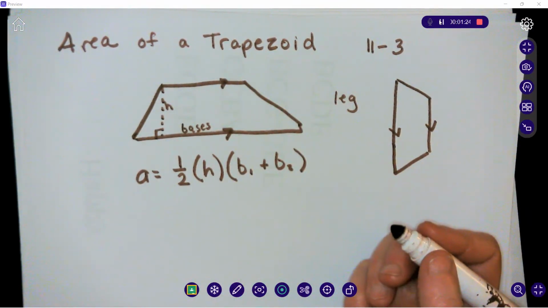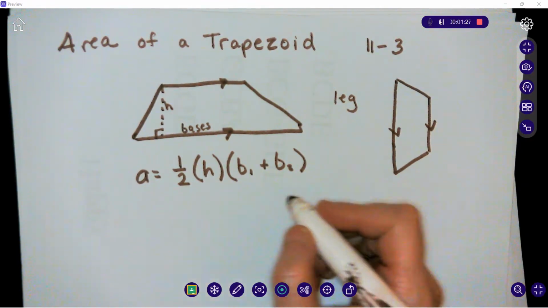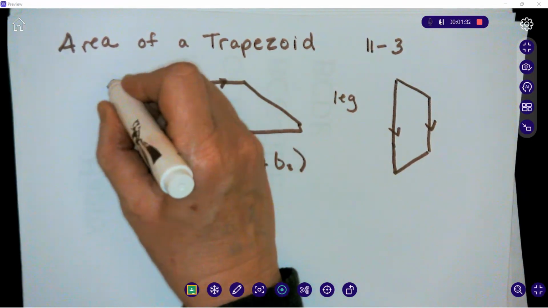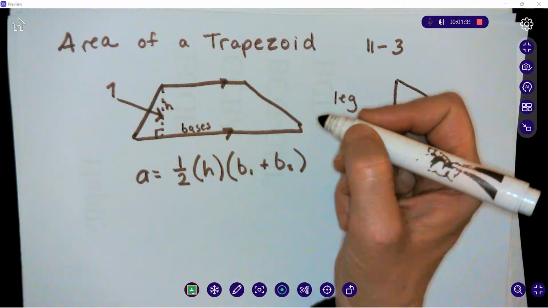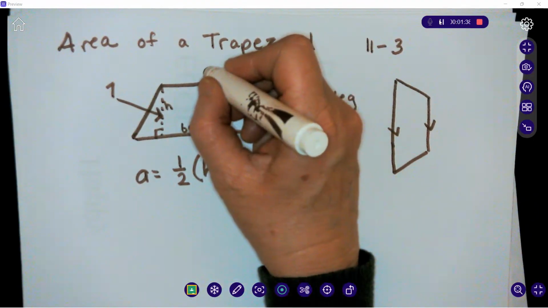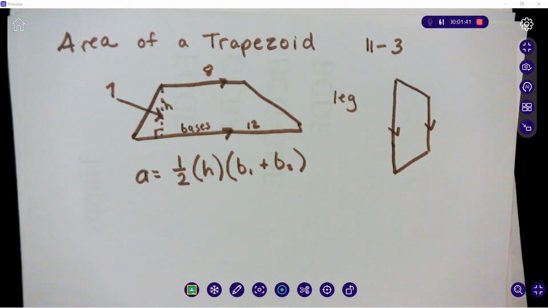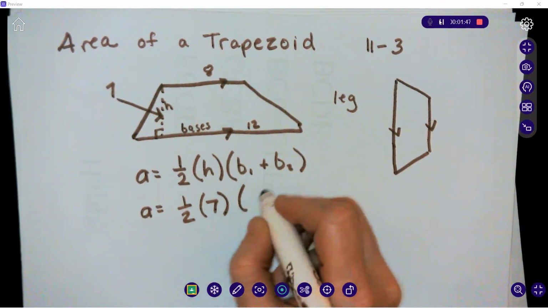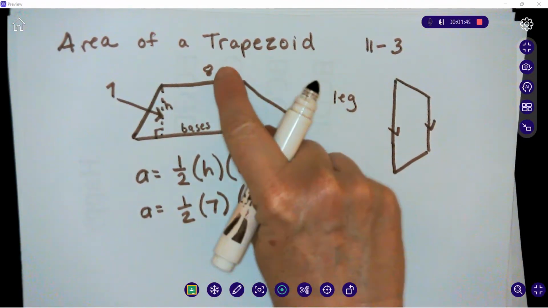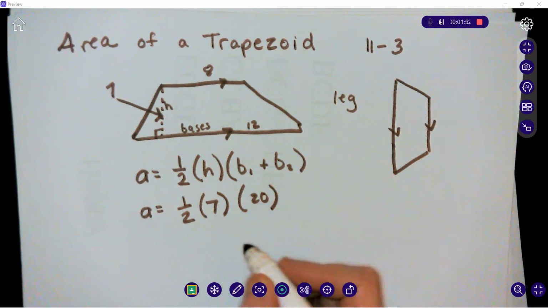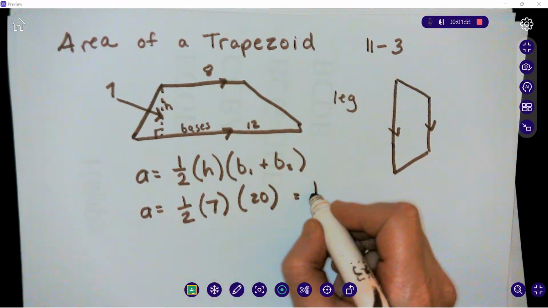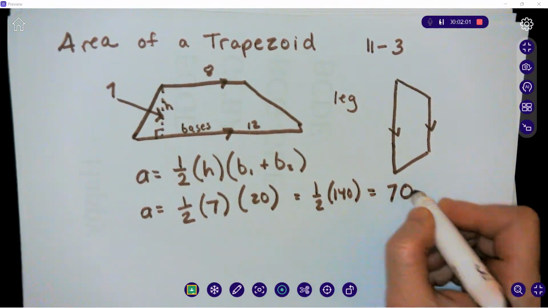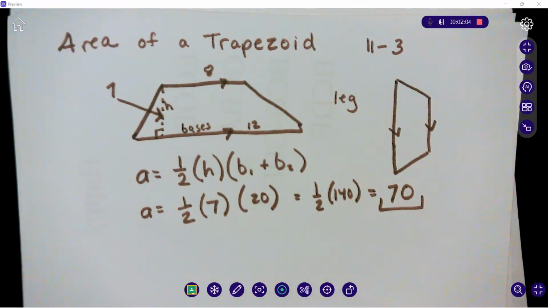So let's say we have a trapezoid that has a height of 7. We're going to call this line right here 7. And then one base would be 12, this bottom one, and the top base would be 8. So let's figure out the area of that trapezoid. The area then would be 1/2 times the height, which is 7, times base 1 plus base 2. 12 plus 8 would be 20. So that would be 1/2 times 140, which would equal 70. So the area of this trapezoid would be 70.